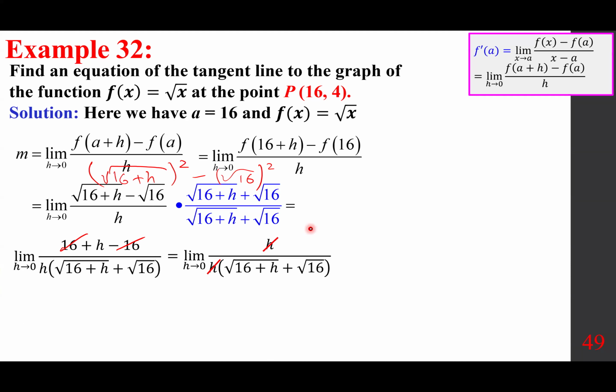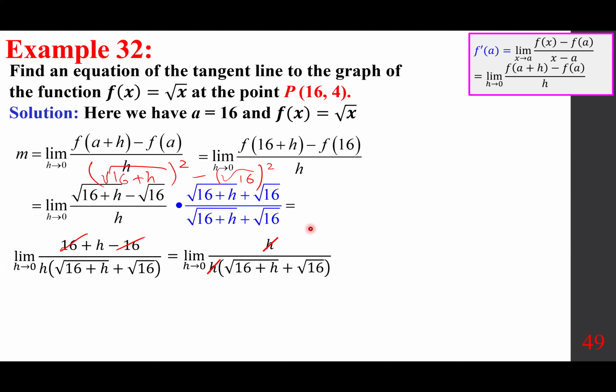So when you do that, now you can replace the h. This is square root of 16, which is 4. This is square root of 16, which comes out as 4. So you have 8, 1 over 8. Now y minus y1 equals m times x minus x1. So y minus 4 is 1 over 8 times x minus 16.